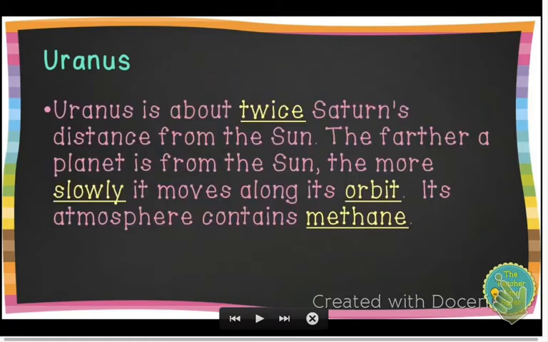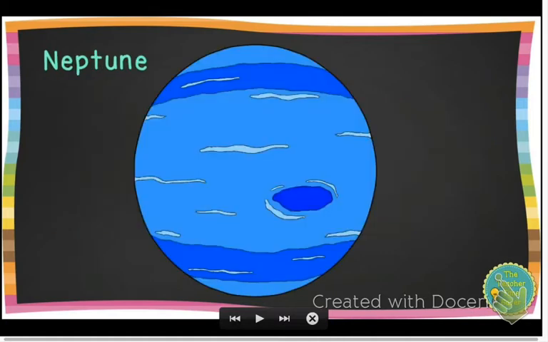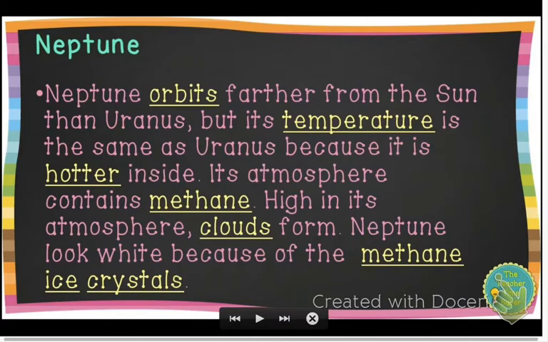Uranus. Uranus is about twice Saturn's distance from the Sun. The farther a planet is from the Sun, the more slowly it moves along its orbit. Its atmosphere contains methane. Neptune. Neptune orbits farther from the Sun than Uranus, but its temperature is the same as Uranus because it is hotter inside. Its atmosphere contains methane. High in the atmosphere, clouds form. Neptune looks white because of the methane ice crystals.